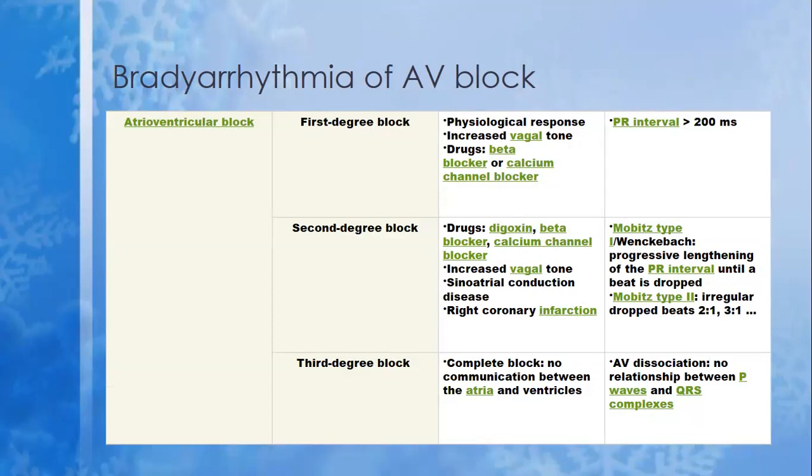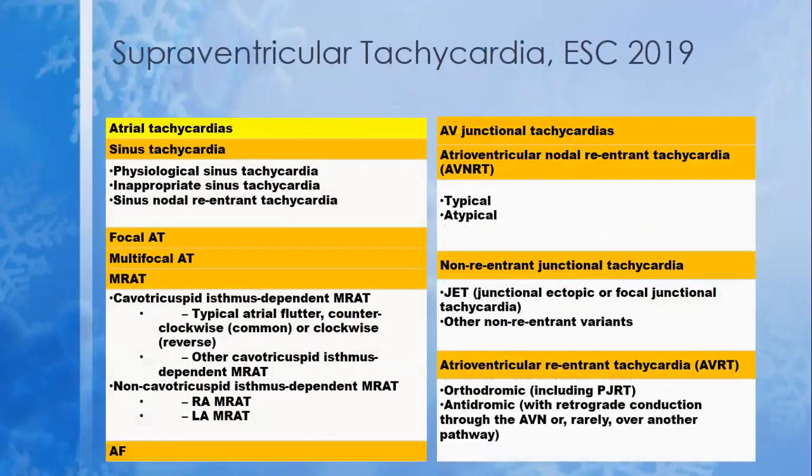In third degree heart block, there is complete block. No communication between the atria and ventricle occurs. Complete AV dissociation is there. There is no relationship between the P waves and QRS complex on ECG tracing.